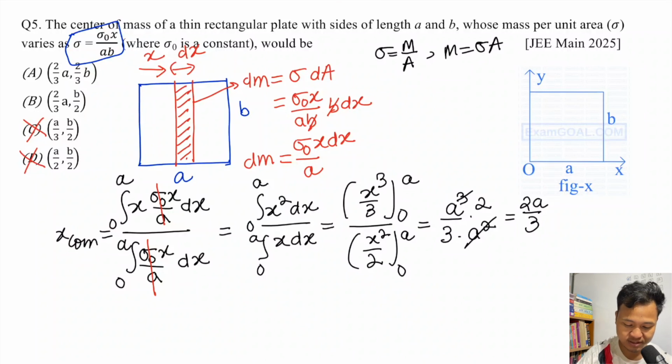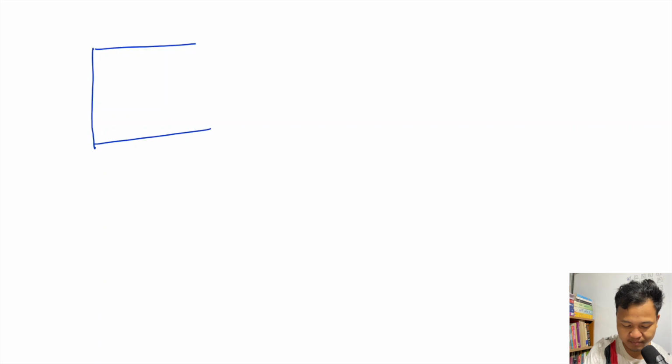So I'll draw the same plate here. At the y, we take a small segment dm. So here you have to take the dm like this.